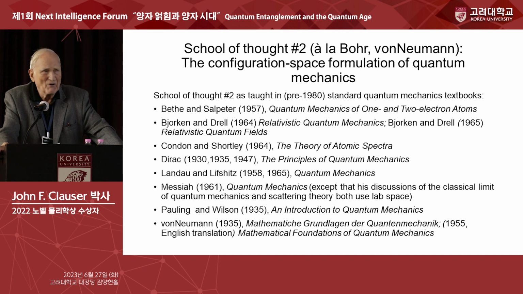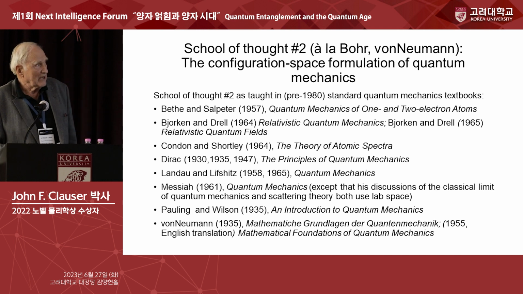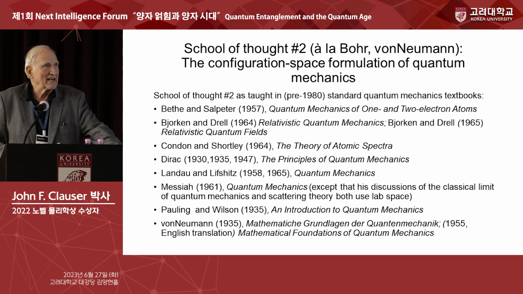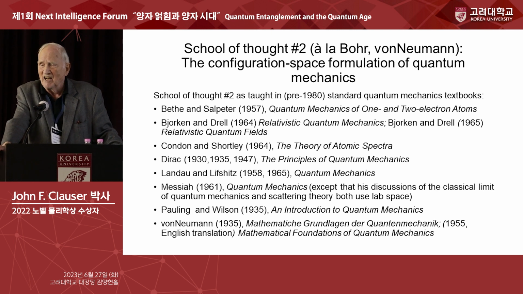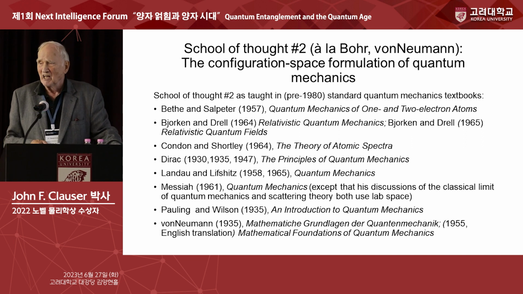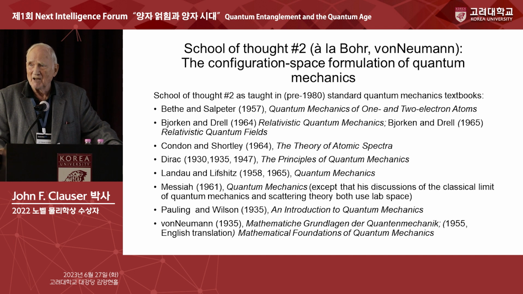It is a marvelous, marvelous textbook. Another one is Bjorken and Drell, actually a two-volume set, relativistic quantum mechanics and relativistic quantum fields. Another very important one is Condon and Shortley. It describes the quantum mechanics of atoms with more than two particles, and also, if you want to learn matrix mechanics, this is a great place to look. It also has a marvelous section on how to interact atoms with light.